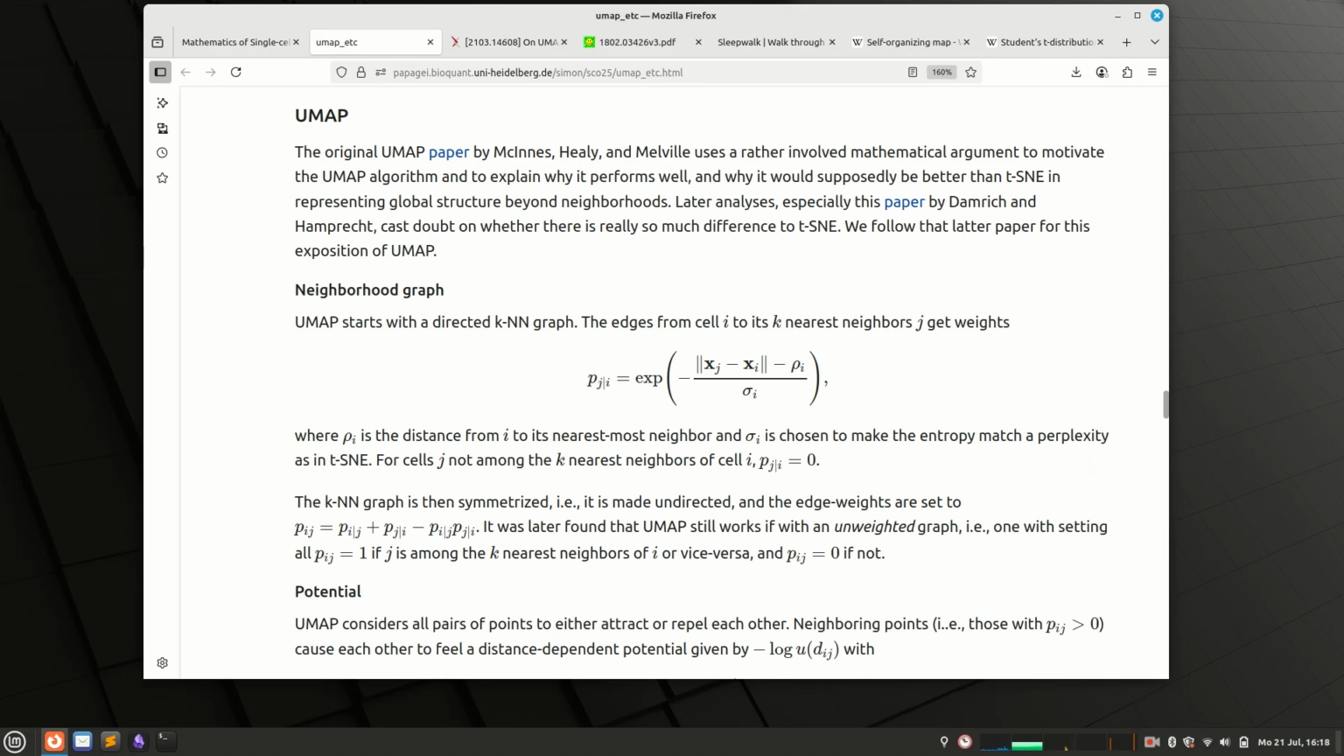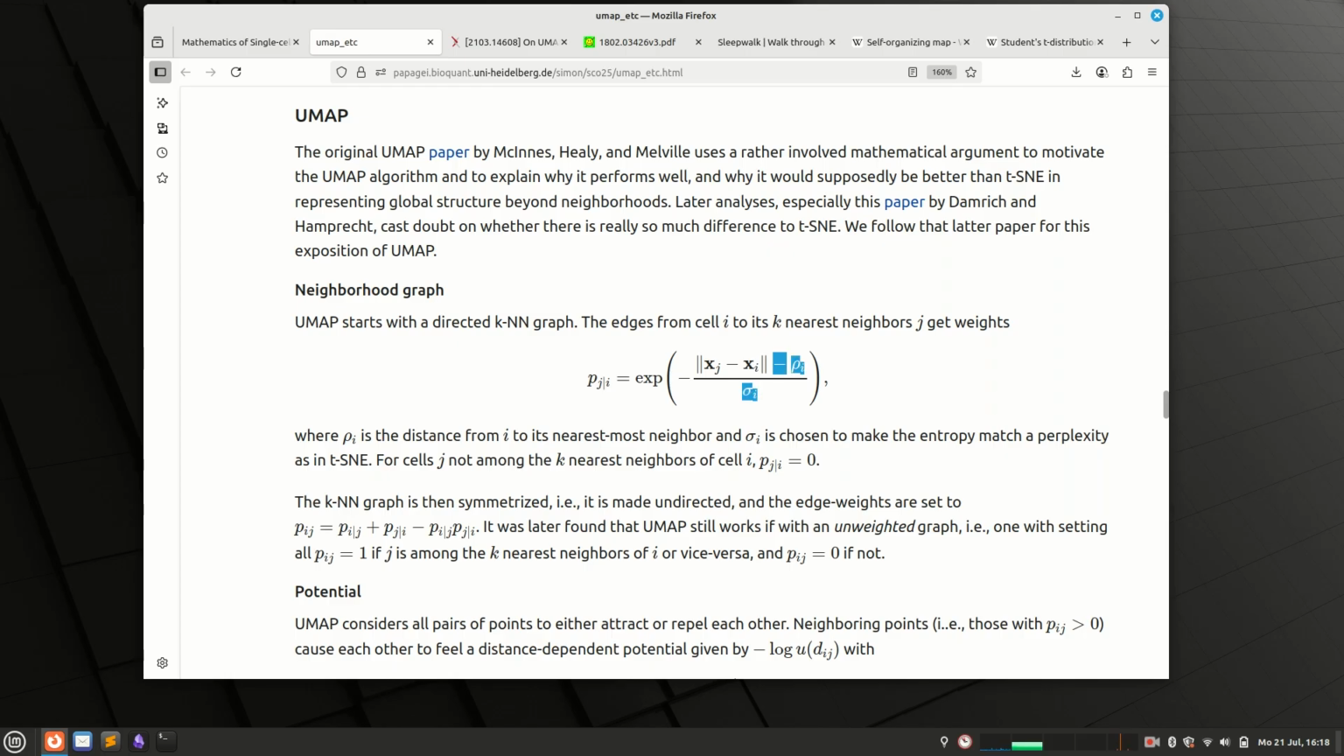So UMAP starts with a directed kNN graph, as does everybody. And in this directed graph, they now have this idea of setting weights on the graph. And the weight should sort of fall off exponentially with distance. And in order to again get this uniformity, that it looks the same in low density and high density regions, they had the idea to normalize the whole thing by the distance to the very nearest, to the first nearest neighbor.